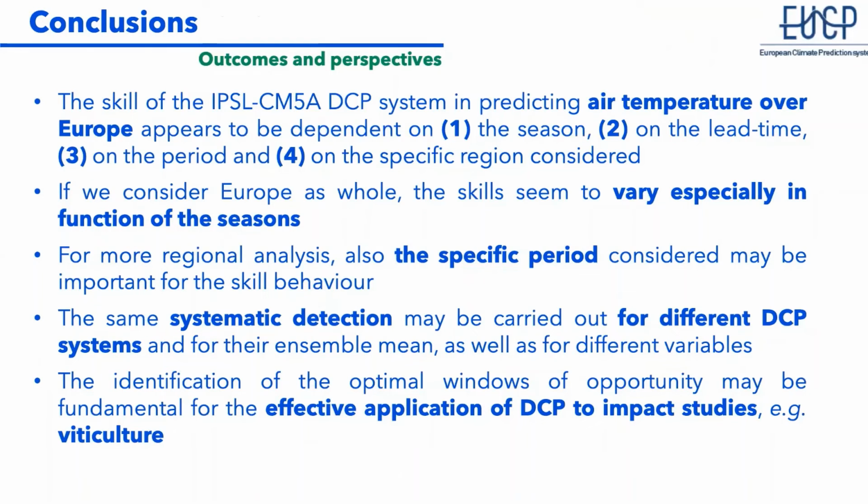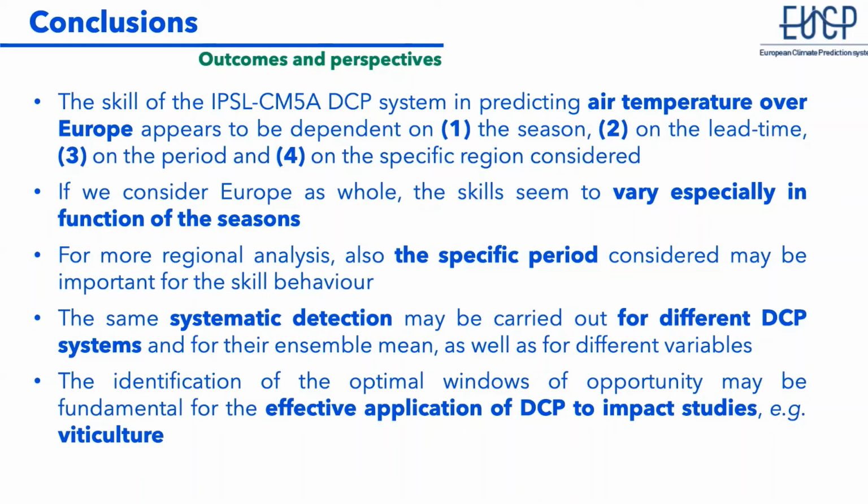So to sum up, we show that the skill of the IPSL CM5 DCPP system in predicting air temperature over Europe is dependent on season, on lead time, on period, and also on the specific region considered. In particular, if you consider Europe as a whole, the skill seems to vary, especially in function of the season, but also for more regional analysis. Also, the specific period can be an important factor determining the skill.